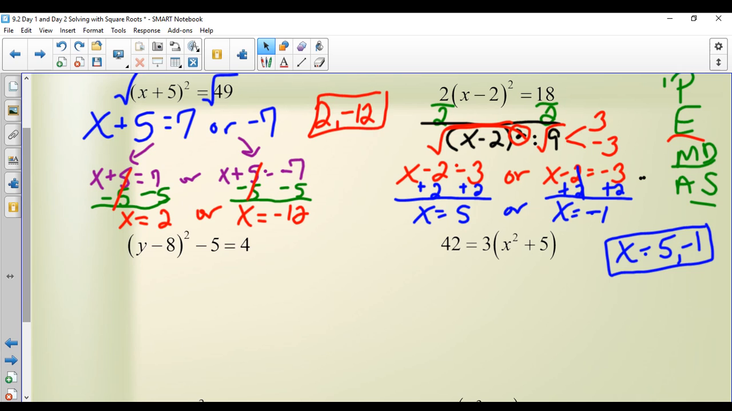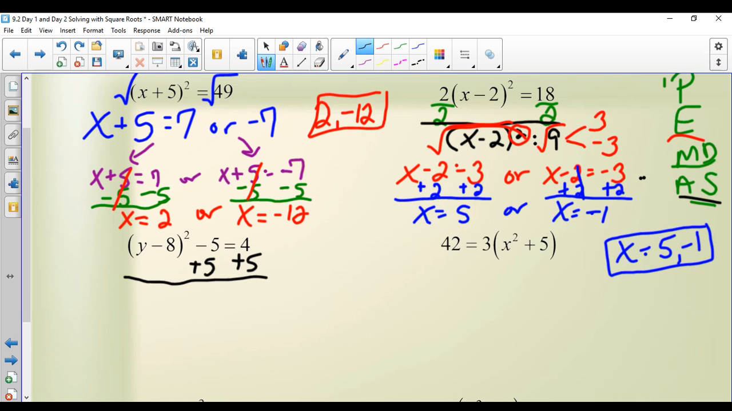All right, so on our third problem here, undoing. Again, we want to look at that addition and subtraction first. We have some addition and subtraction outside of the parentheses. So it's almost like we put our blinders onto the parentheses. Don't look at the parentheses. Look at what's outside of the parentheses. So we're going to undo that subtraction first. So I have y minus 8 squared in parentheses, and then my 4 plus 5 gives me 9.